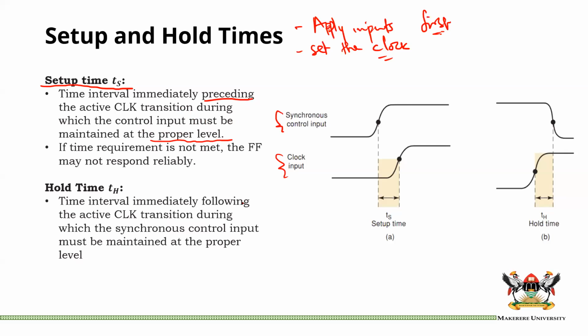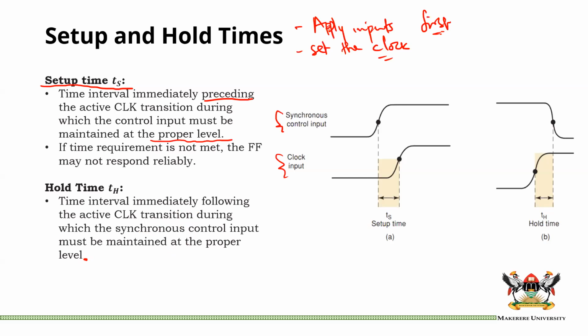The hold time is the opposite. The hold time in this case is the time following the active clock transition, during which the synchronous control input must be maintained at the proper level. What this means is that even after you have applied the clock, those inputs should be maintained at that level for a bit of time, because even when you apply the clock, it might take a bit of time for the effect of the clock to set things in motion.